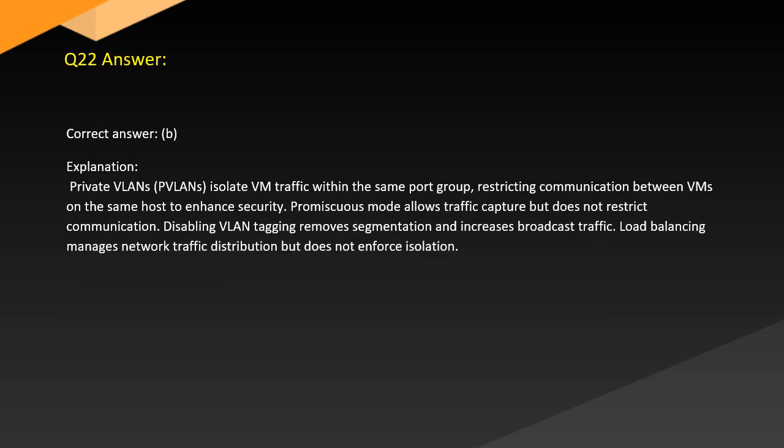Answer. Correct answer: B. Explanation. Private VLANs (PVLANs) isolate VM traffic within the same port group, restricting communication between VMs on the same host to enhance security. Promiscuous mode allows traffic capture but does not restrict communication. Disabling VLAN tagging removes segmentation and increases broadcast traffic. Load balancing manages network traffic distribution but does not enforce isolation.